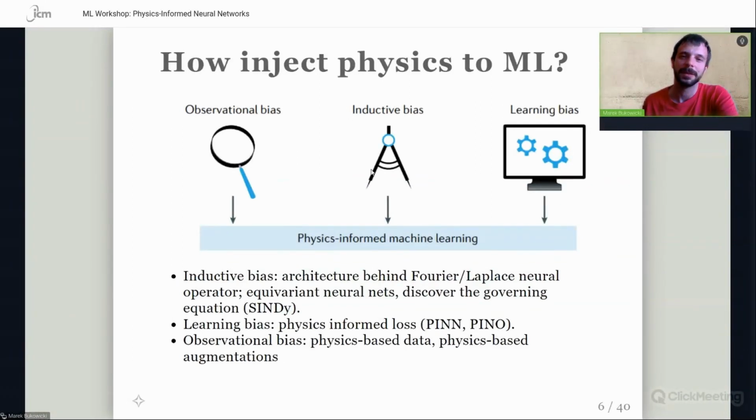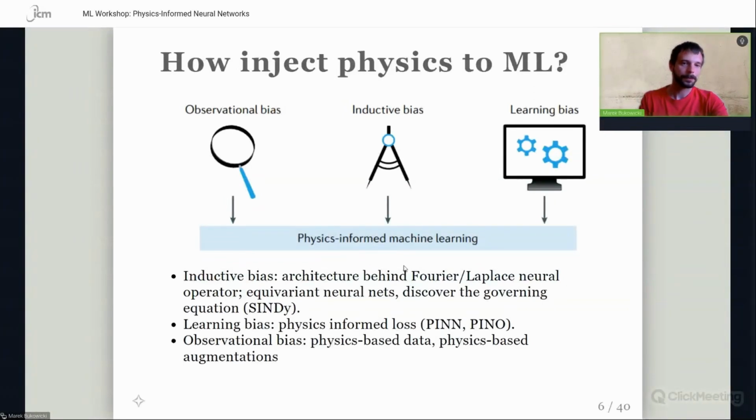Also, quite often we know that some problems are easy to solve in the spectrum space. So then we can operate on spectra, or even implement some Fourier layers inside.